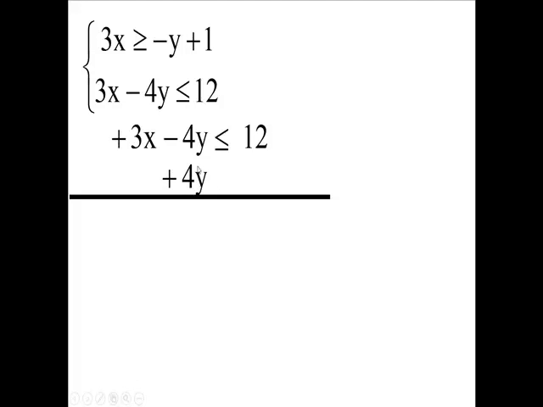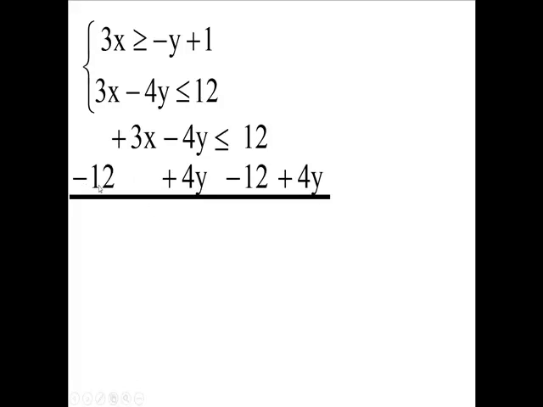So I'm going to get rid of that negative 4y, add 4y to both sides. Then I'll have 4y right here. To solve it for y, trying to get y all by itself, I have to get rid of this number. The opposite of that goes way over here.